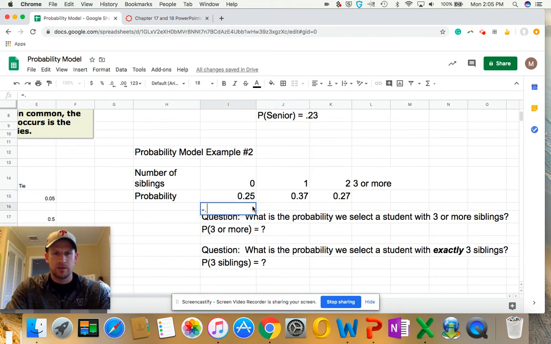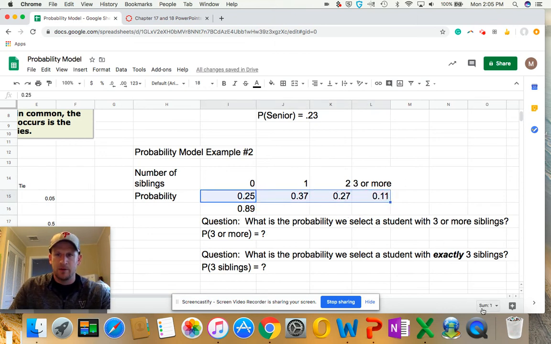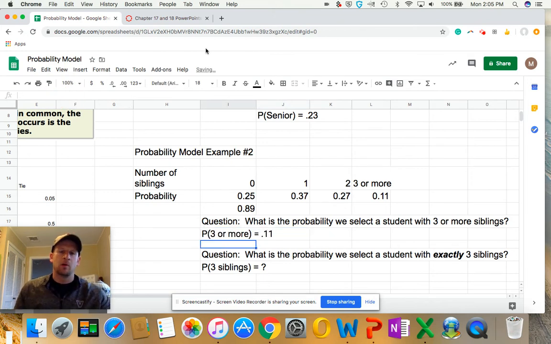Okay, so rule number 1, or step number 1, let's add these 3 together first. So we're going to do 0.25 plus 0.37 plus 0.27. And we get an answer of 0.89. And then 1 minus that will give us 0.11. And again, you can always check your work. If I highlight this row, see again how I get that sum of 1. So the probability that we select a student with 3 or more siblings is going to be 11%, or 0.11.